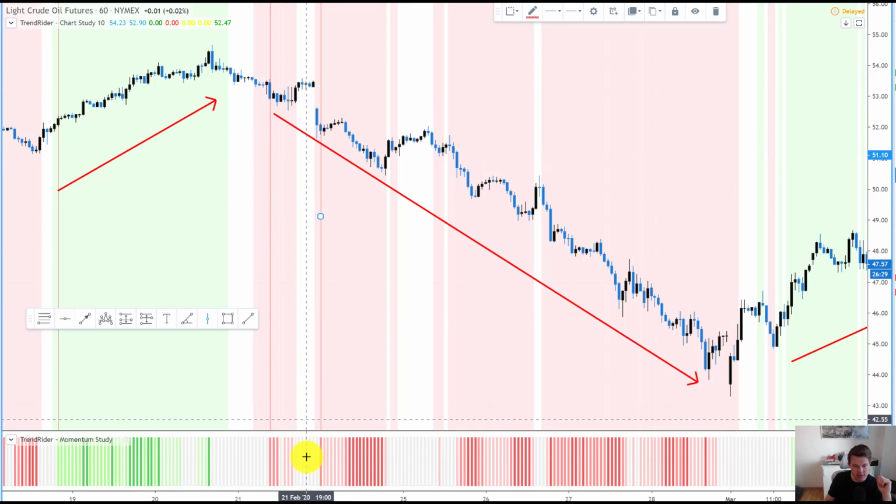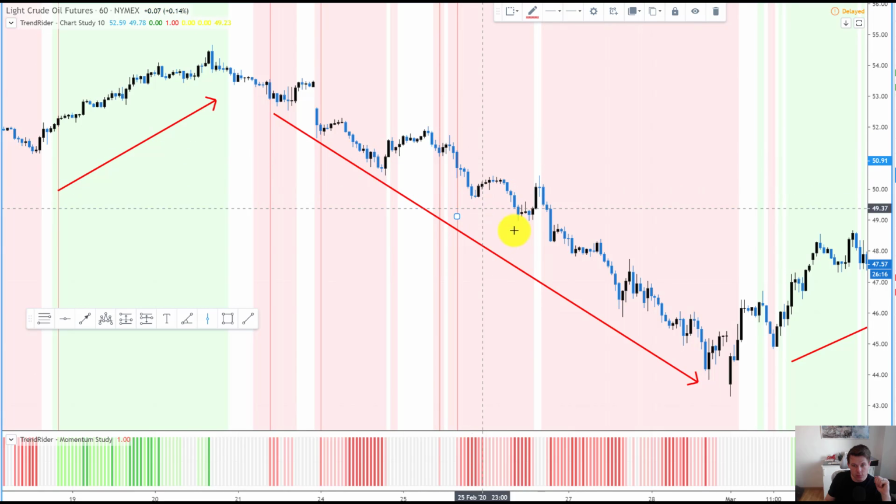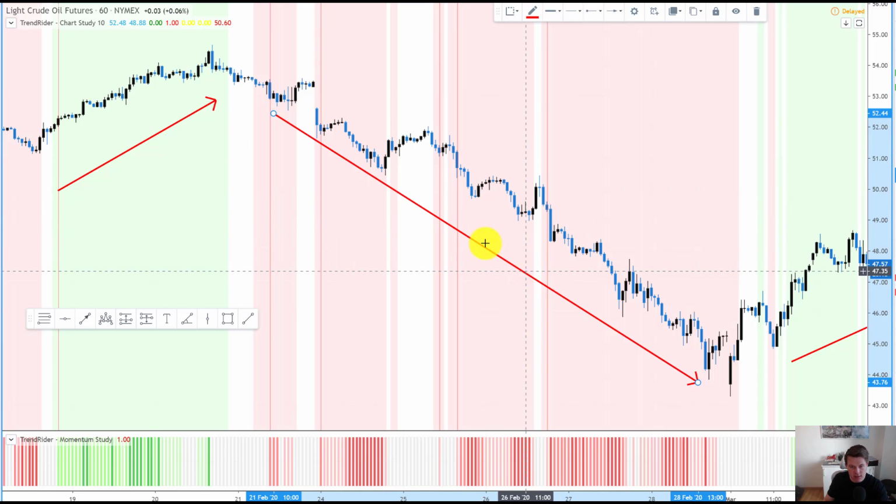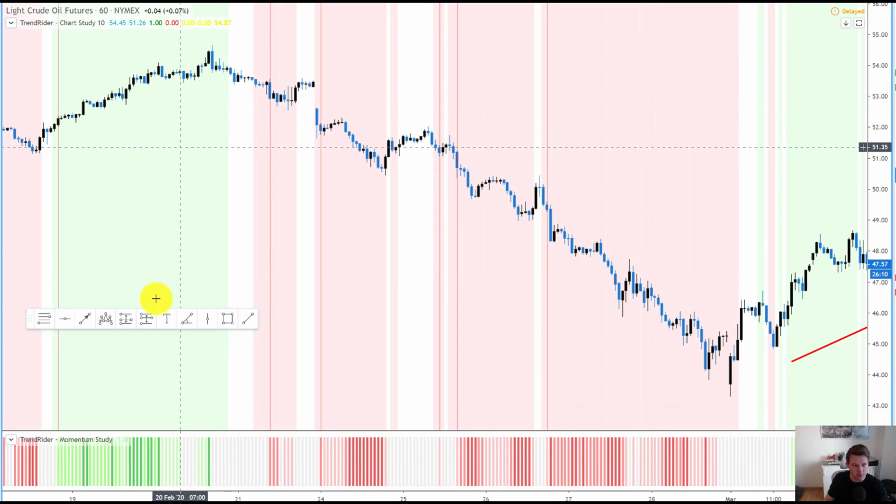Then here is the second time the histogram changes to red. You have your second opportunity. The third one, which is only a very, very short period of time. And then here another one, and then here another one. So let's get rid of those arrows and let's try to analyze how this would have performed.